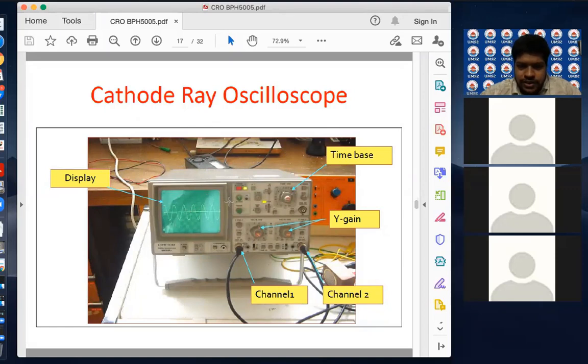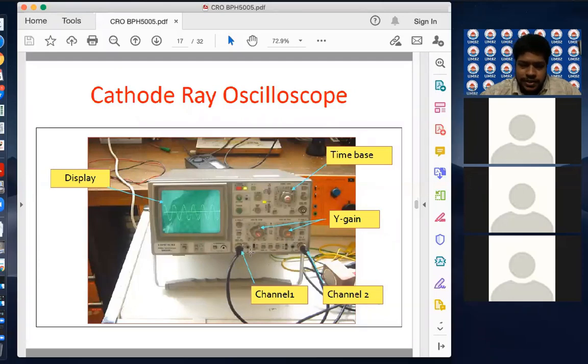So you see this is the screen, and there is a waveform. If you remember, the point used to move with a constant velocity, and that we can change also. There are a lot of knobs to control and to see how we want to see.